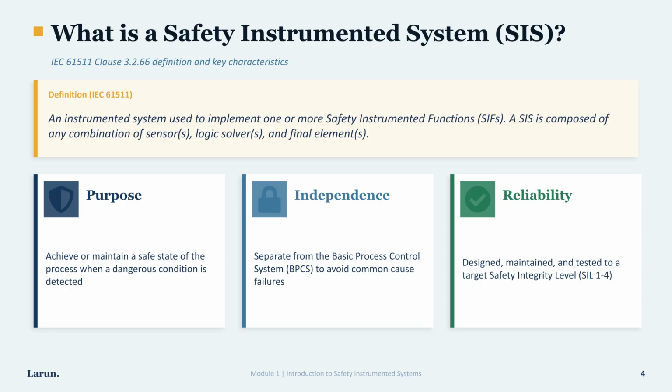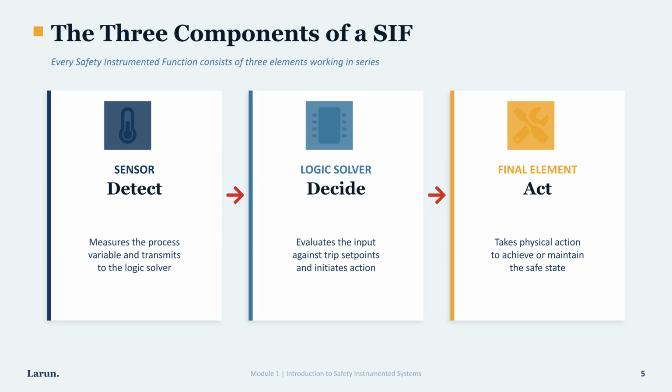According to IEC 61511, a SIS is an instrumented system used to implement one or more safety instrumented functions, or SIFs. Its purpose is to achieve or maintain a safe state of the process. It must be independent of the basic process control system and engineered to a specific safety integrity level, or SIL. Every safety instrumented function consists of three core components working in series.